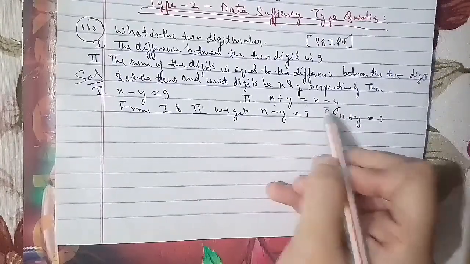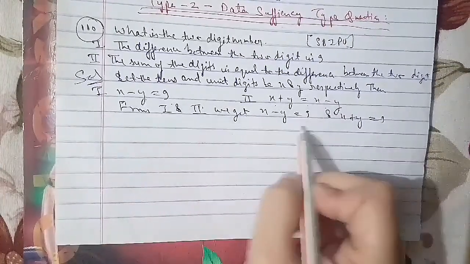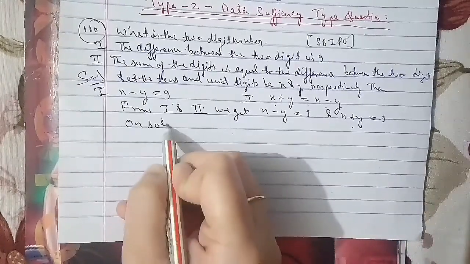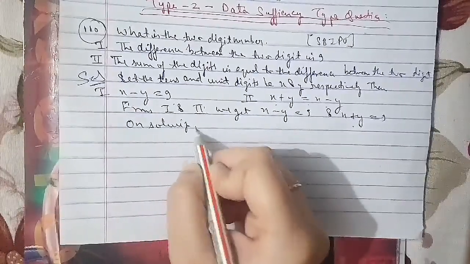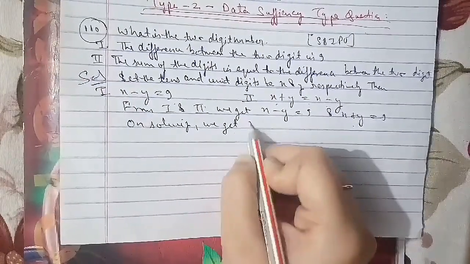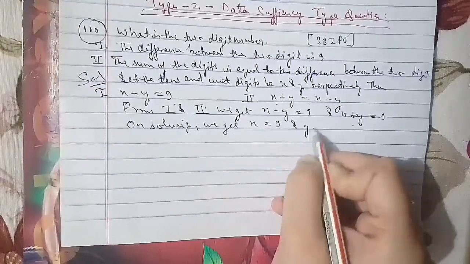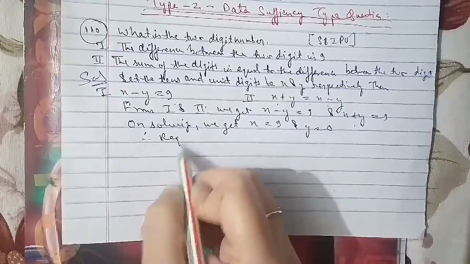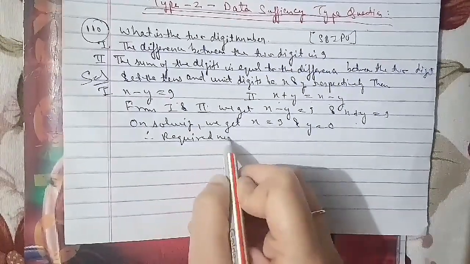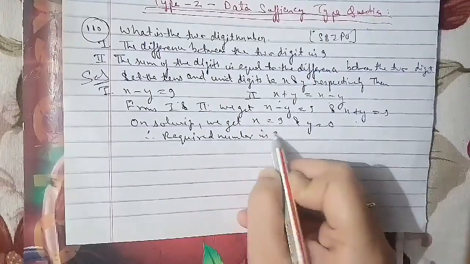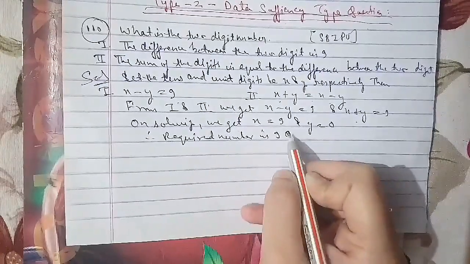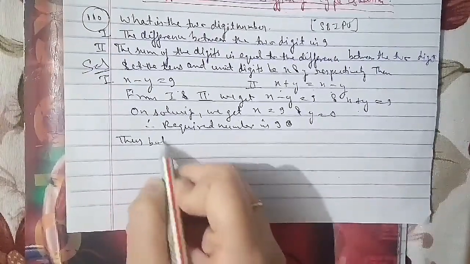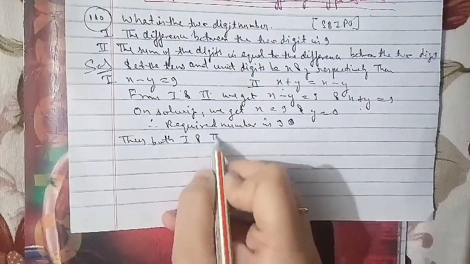So on solving, we get x equals 9 and y equals 0. So the required number is 90 that we have. So thus both 1 and 2 are needed to get the answer.